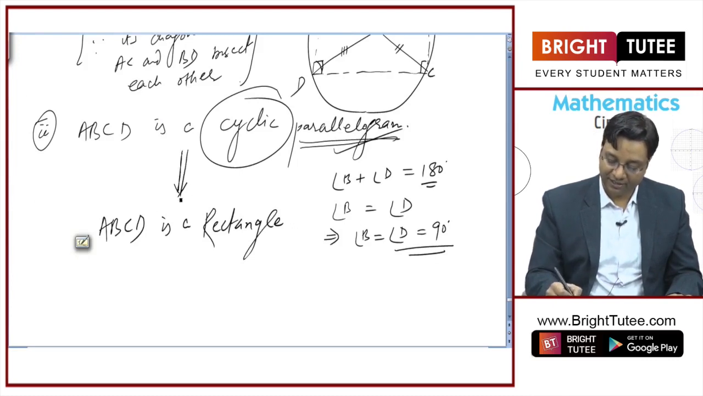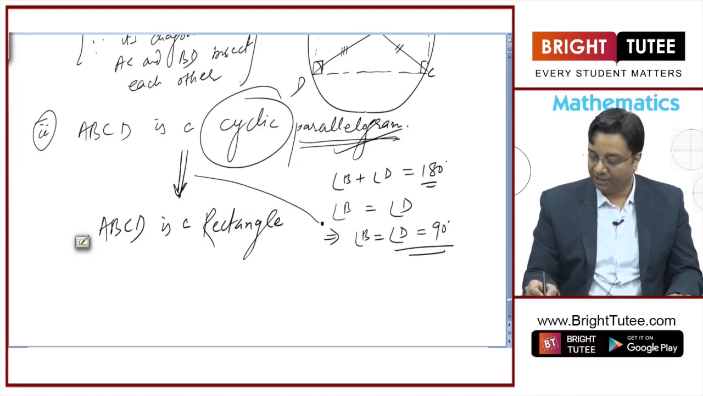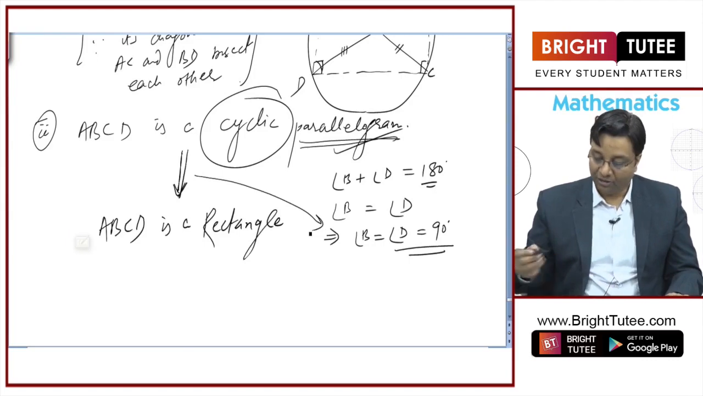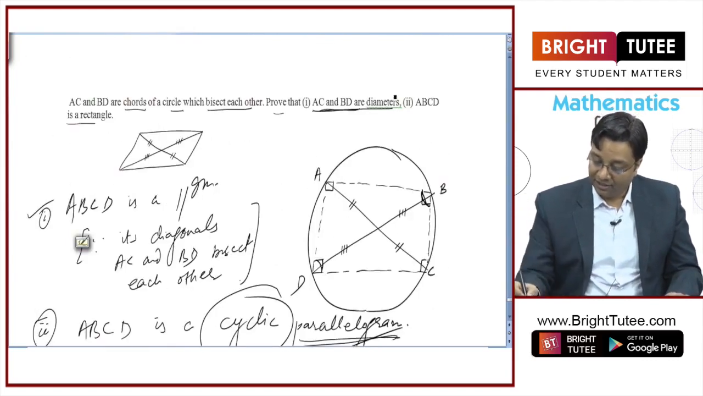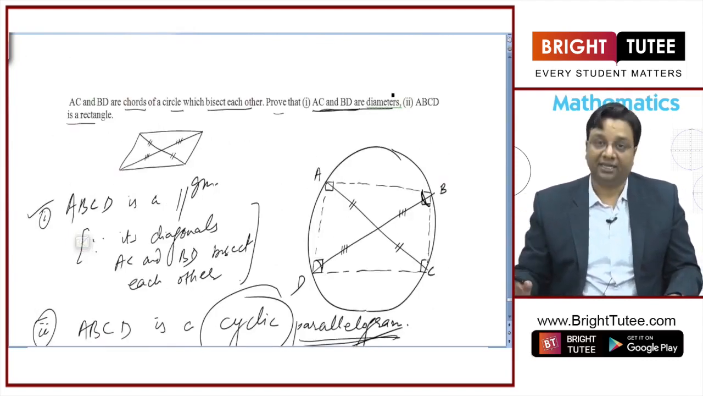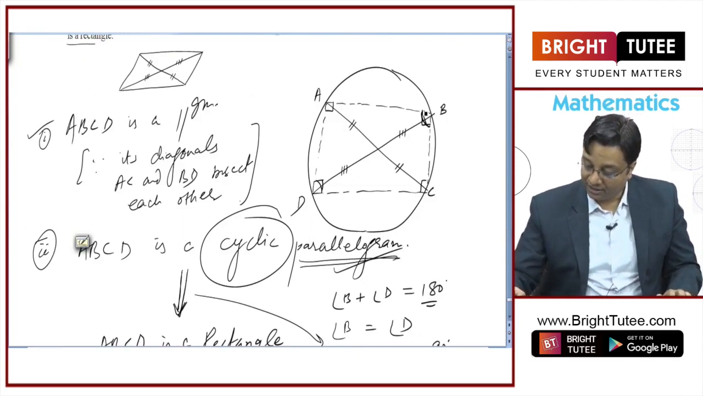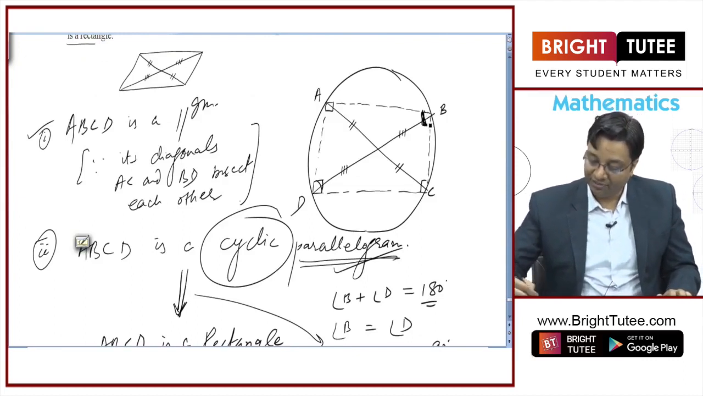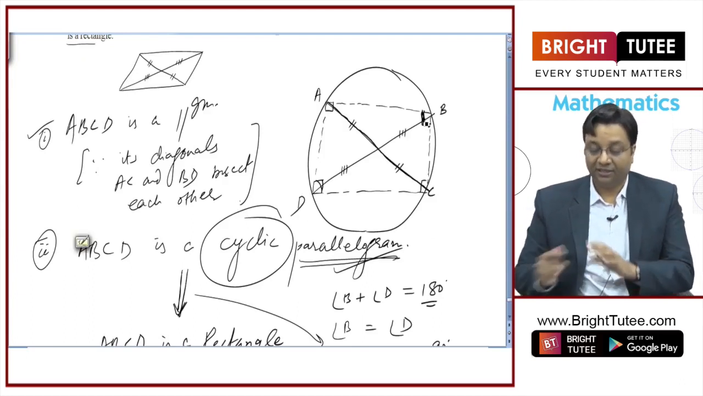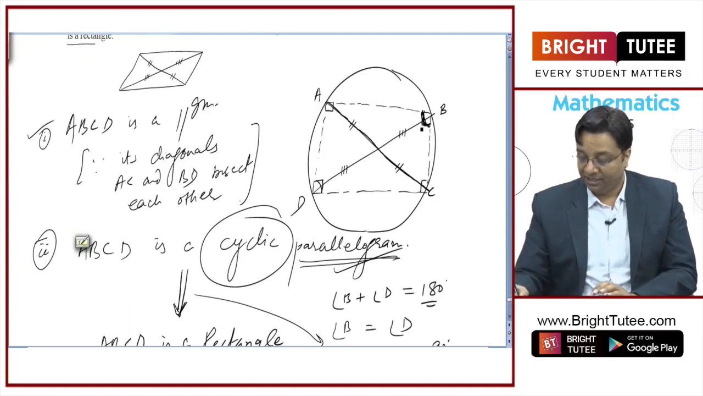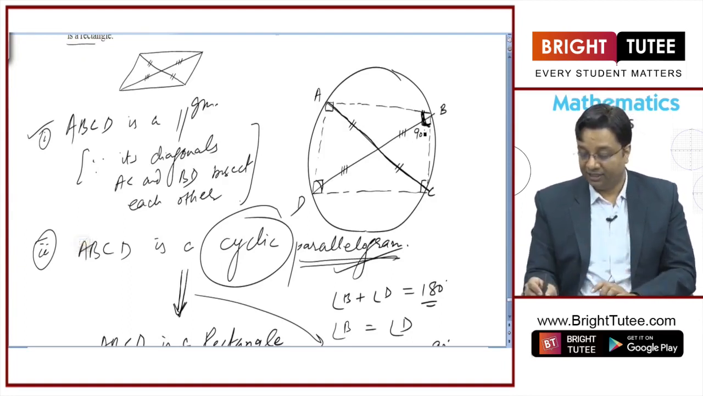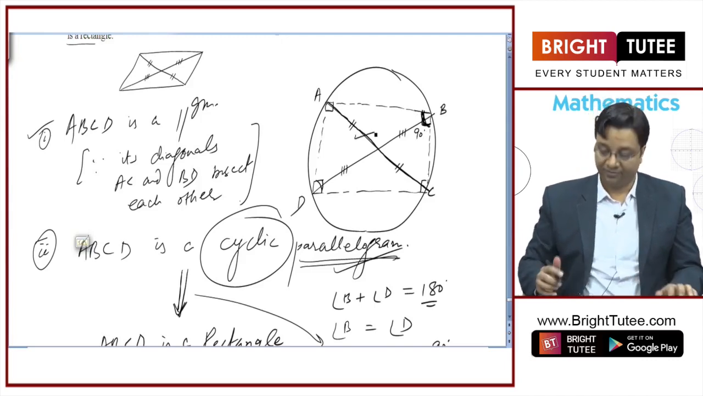How did I arrive at this result from this result? By looking at these angles. So ABCD is a rectangle. Now if ABCD is a rectangle, look at this angle. Angle B is 90 degrees. That means AC is the diameter, because in a circle, the angle in a semicircle is a right angle. So what does it mean? That this side is the diameter.